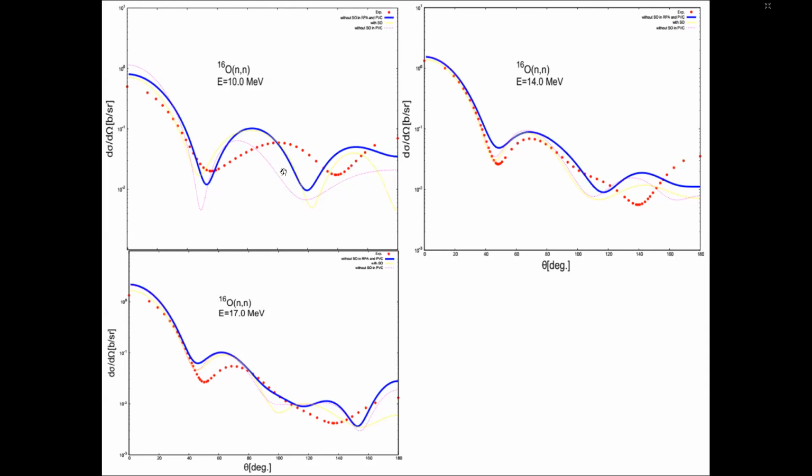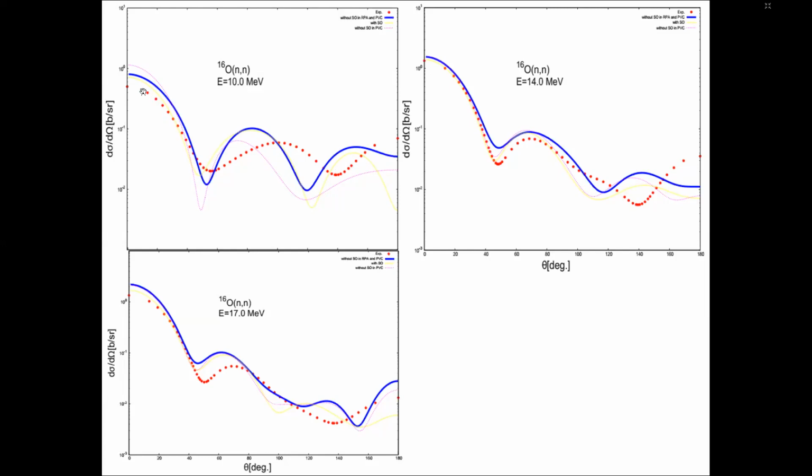Then I studied it. The green color is the curve where I turn off the spin-orbit term in RPA and particle-vibration coupling at the same time. The purple color is the curve where I keep the spin-orbit term in RPA but drop the spin-orbit term in particle-vibration coupling. And the yellow color is the full, I mean the spin-orbit term is used everywhere.